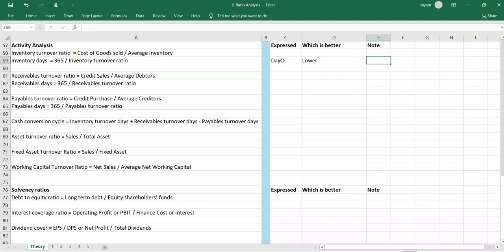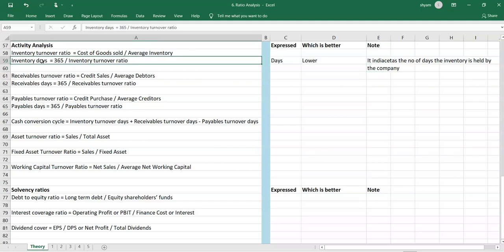Why is lower the better? Because it indicates the number of days the inventory is held by the company. So we can put it like this: the shorter the inventory days, the better it is for the company.